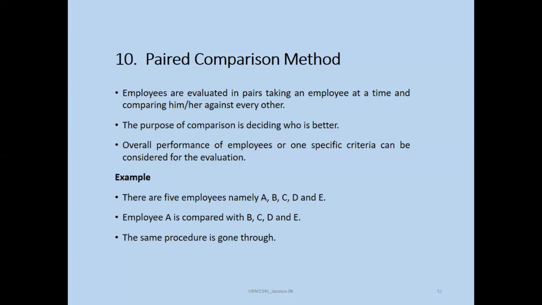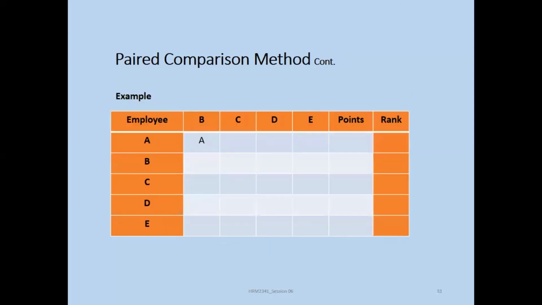In the example, there are 5 employees, namely A, B, C, D, and E, same as the rank order method. Employee A is compared with B, C, D, and E. If we compare employee A with employee B, the best employee is A. We can put the name of the employee or some allocated mark. So here I put the name A.